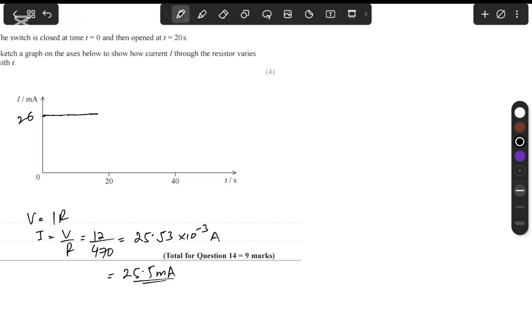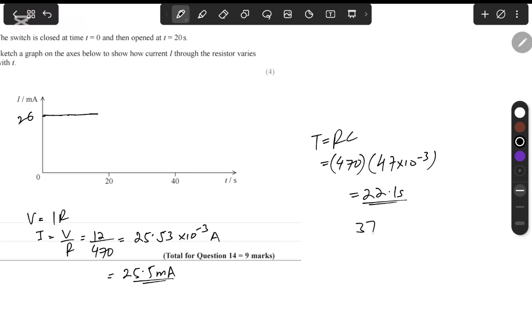Now, to draw a bit of an accurate graph, we can use T equals RC, the time constant. 470 times 47 times 10 to the power of minus 3. That's going to give me 22.1 seconds. So after 22.1 seconds, your capacitor will have 37% of the initial current left. So that's going to be 20 seconds where we start, plus another 22.1 seconds, which gives me 42.1 seconds. So after 42.1 seconds, the current should be 37% of its initial value.